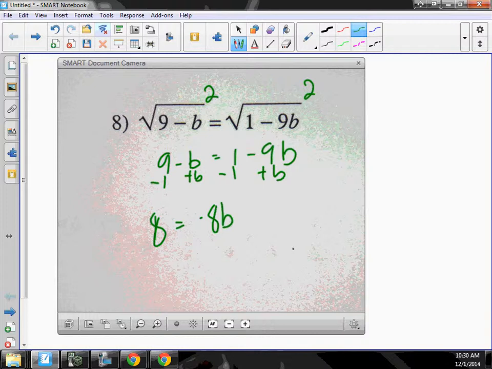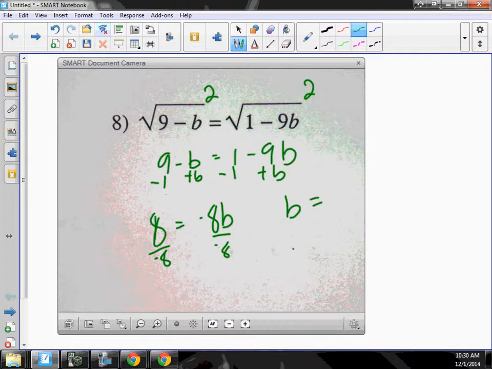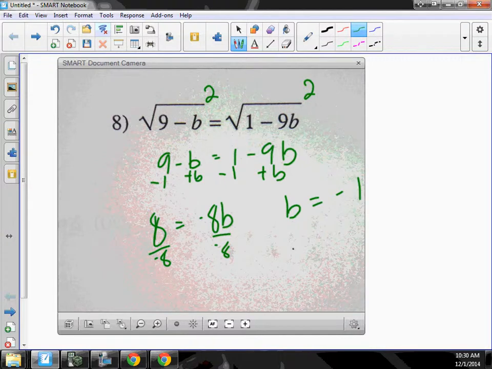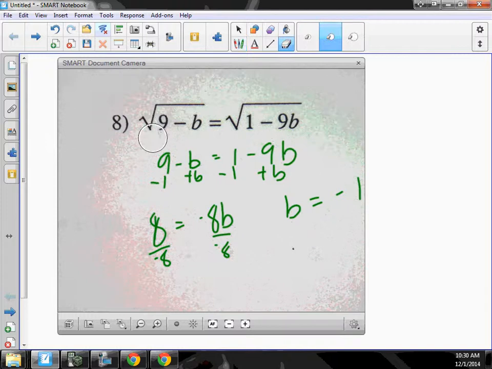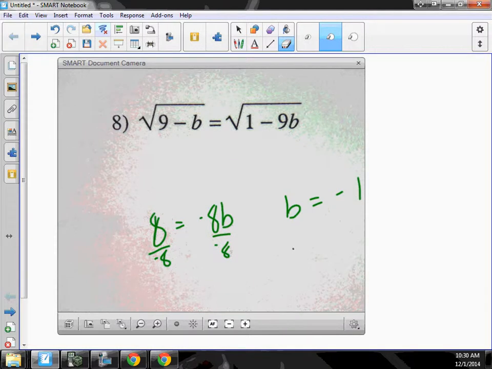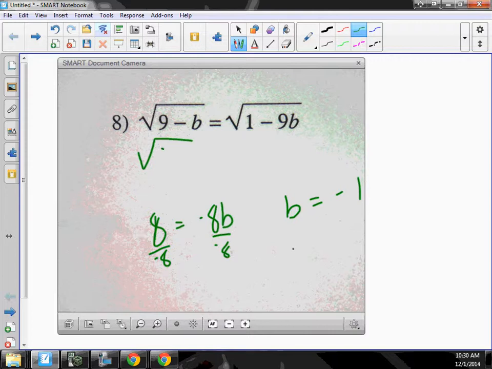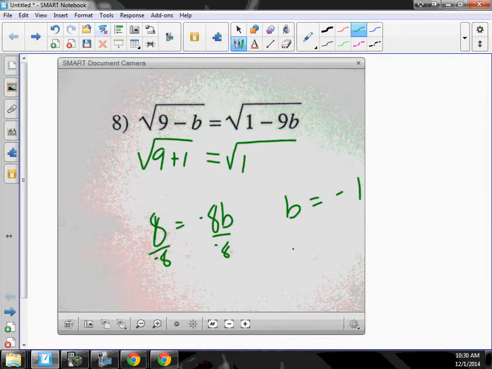Divide by negative 8, and b would be negative 1. Now I plug in negative 1 to see if it works. So this would be the square root of 9. What is minus negative 1? It's plus 1, which would give me a 10. And I have the square root of 1. What's negative 9 times negative 1? 9.